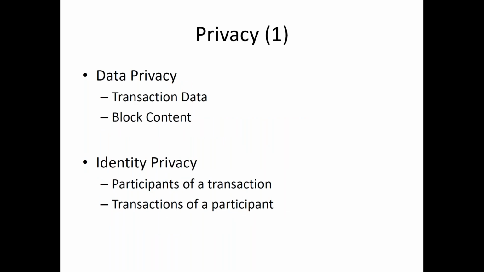Finally, as far as privacy is concerned, data privacy is at two levels. It could apply to transaction data, or it could apply to the block contents itself. And importantly, there is identity privacy. You don't want others to know that you are a partner of a transaction. So it could be on participants of a transaction and transactions that have been carried out by a participant himself.